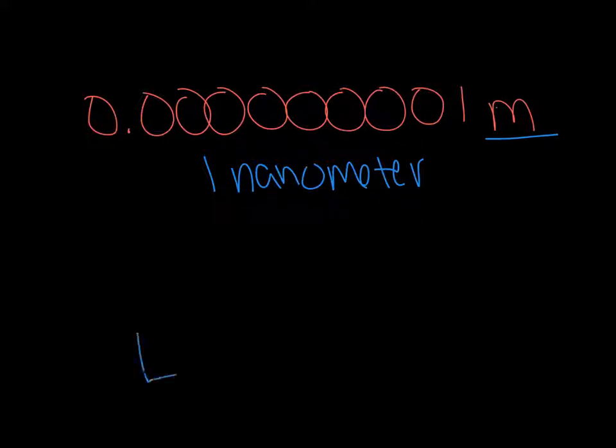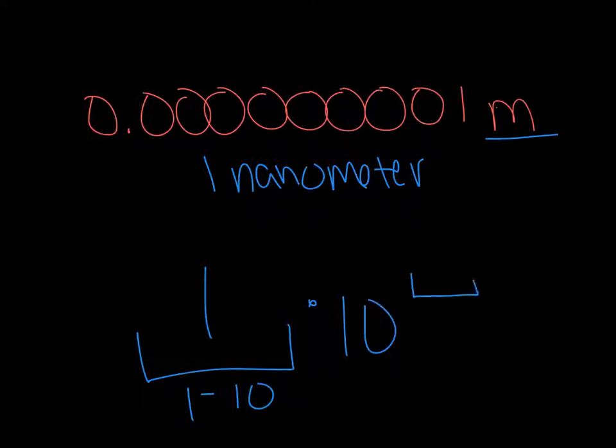You use the same thing here where you have your number between 1 and 10. So we will put a 1 here. And then we have times 10. And then up here, how many decimal places do we move? We want our decimal to be back here, so we go 1, 2, 3, 4, 5, 6, 7, 8, 9. So we moved it 9 places, but because we went in the small direction, this is a really small number, we make that a -9 to indicate that it's a small number and not a big number.